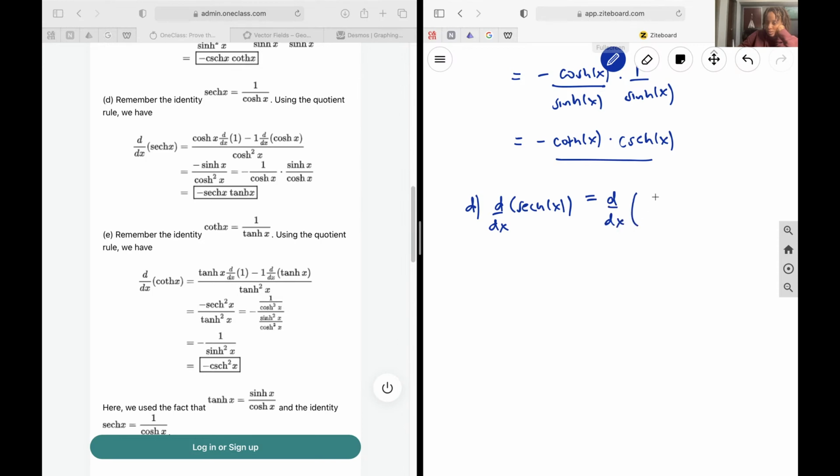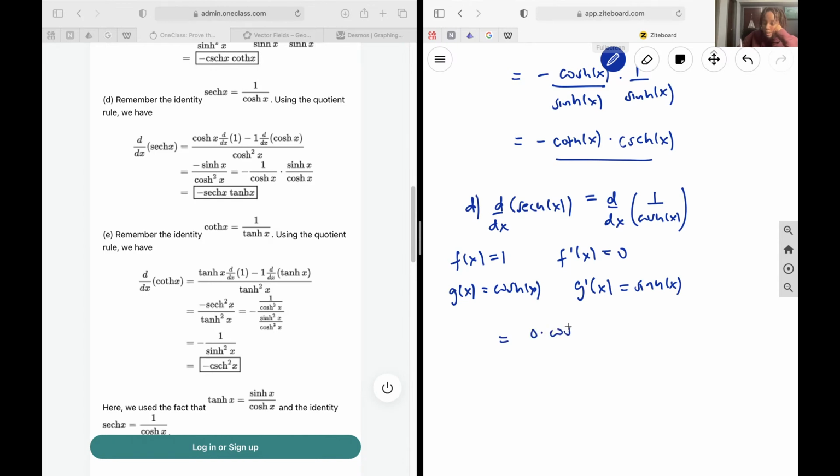You just need to remember that that is 1 over cosh x. Similarly, we will apply the quotient rule. We have f of x is equal to 1, so the derivative of that is equal to 0. g of x is equal to cosh x, so the derivative of that, as we found earlier, is sinh x. We're just going to put that all in, and we'll get 0 times cosh x minus 1 times sinh x, and that will all be over cosh x squared.